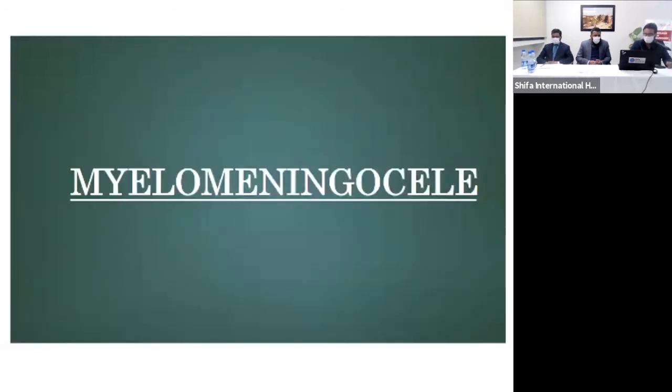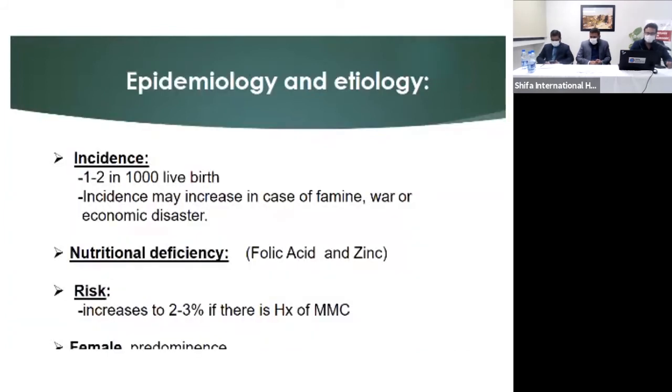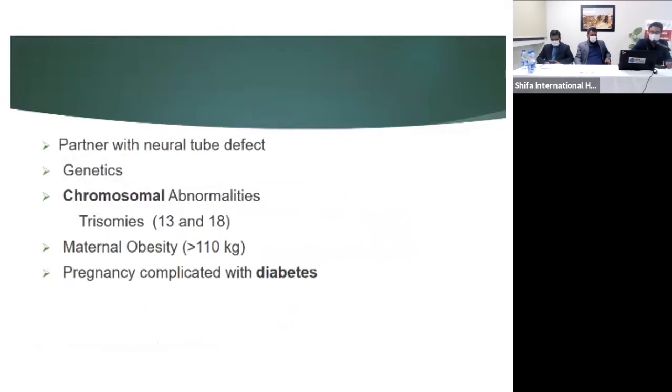So I will try to give a brief description about myelomeningocele. The incidence is 1 to 2 in 1,000 live births, but it may increase with nutritional deficiencies, for example, in wars and economic disasters. The nutritional deficiency, as I already mentioned, is most commonly folic acid. Risk is increased if there is a history of myelomeningocele. It is more common in females. There is also a genetic factor.